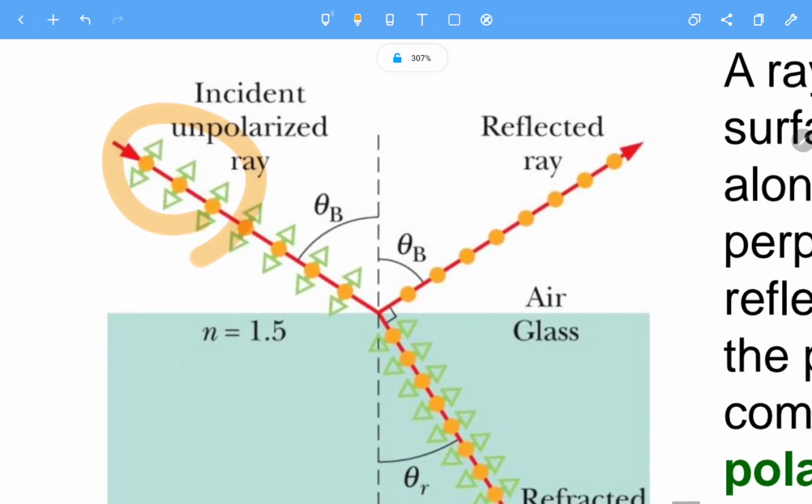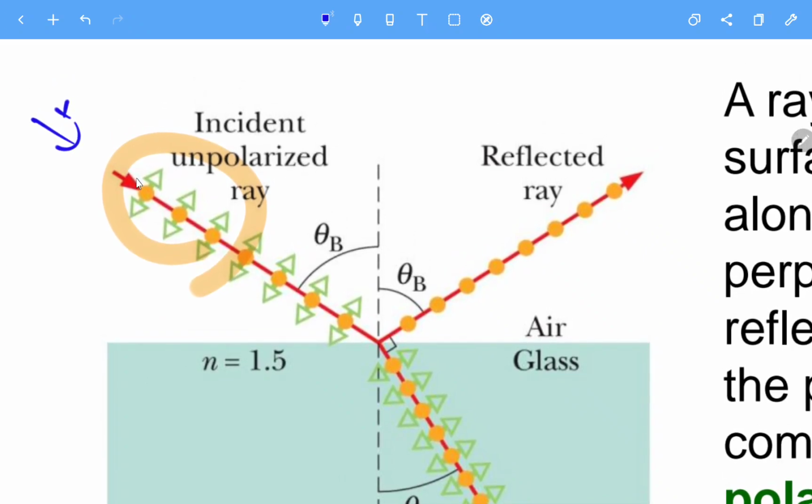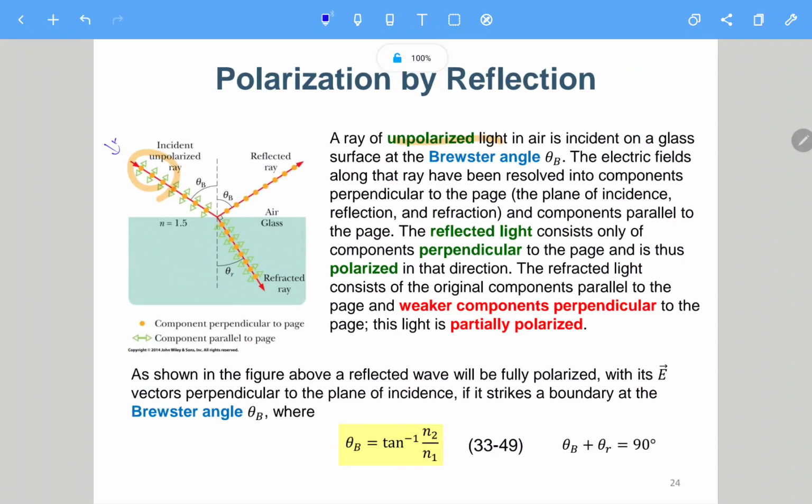Okay, so it uses the green arrow and the yellow or orange dot to represent that the E field has two directions. Let's say this is the x-axis. So in the y-axis and z-axis it has the E field component. So it is unpolarized light.